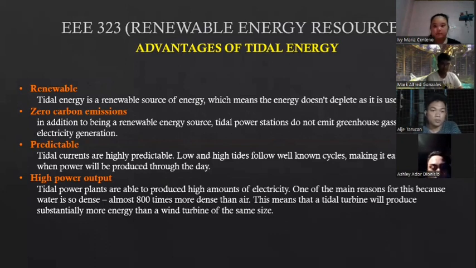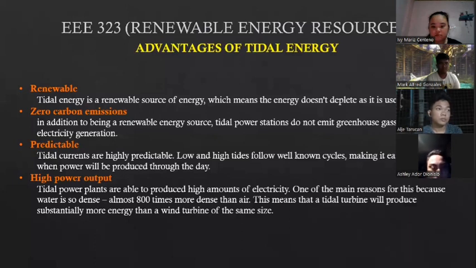So sa predictable naman, tidal currents are highly predictable. Low and high tides follow well-known cycles, making it easier to know when power will be produced through the day. So ayun nga, gaya ng binanggit kanina, meron tayong mga gravitational pull na pine-predict kung kailan mangyayari. So dito, malalaman natin kung kailan talaga siya makaka-produce ng energy.